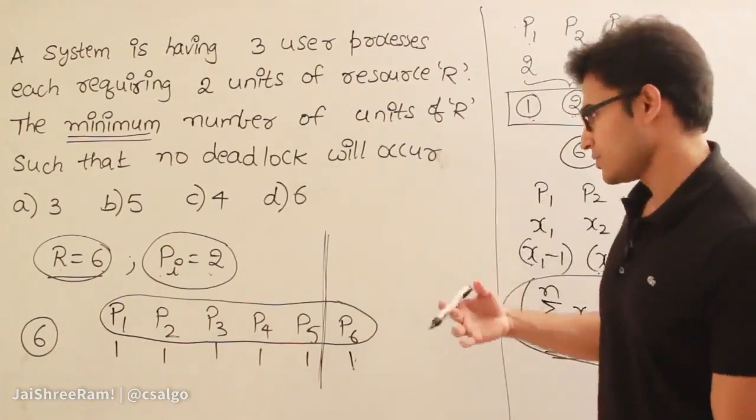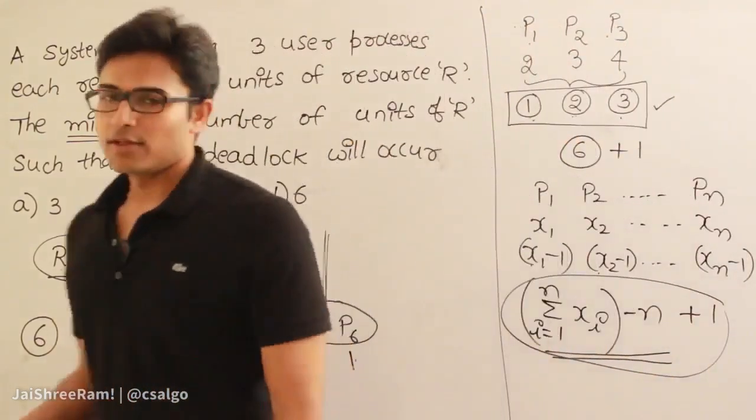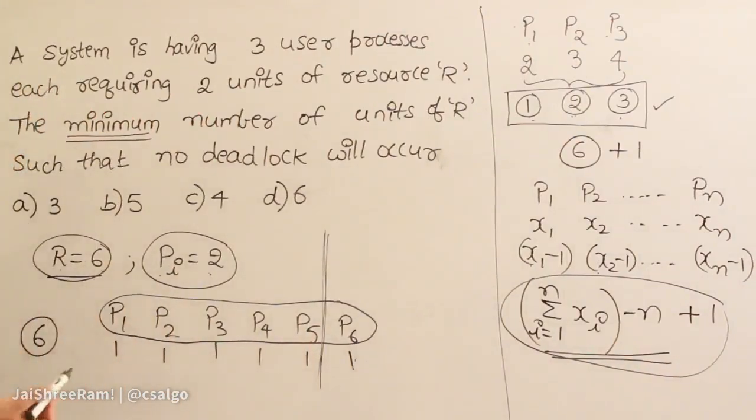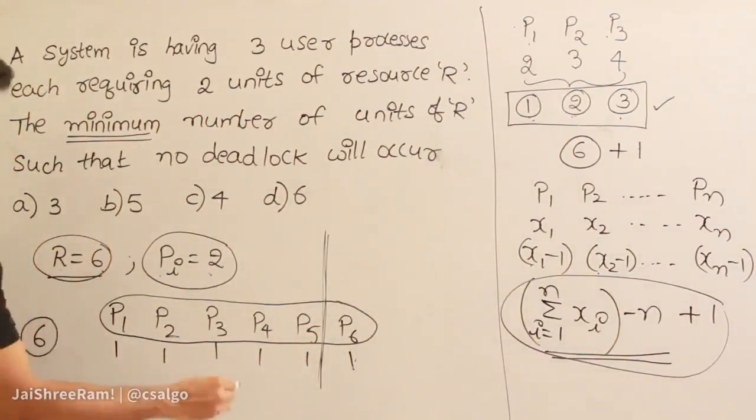Getting this? Okay, let's solve one more example. Let us assume that the number of resources available is 8, something like this.